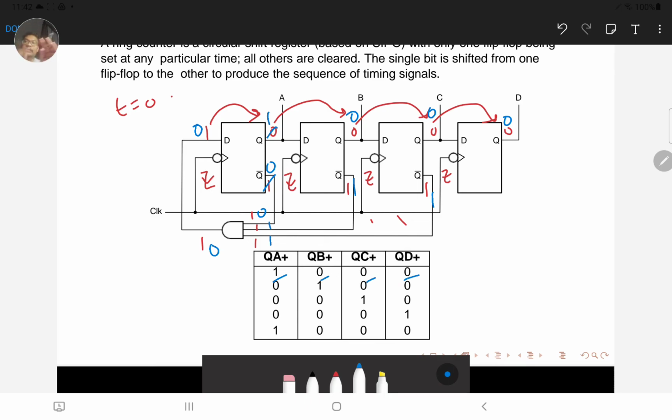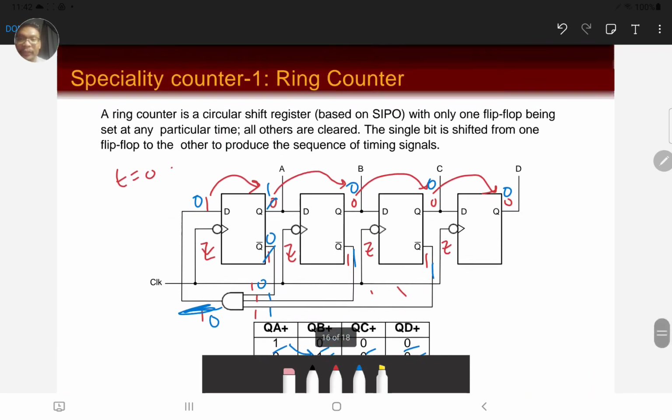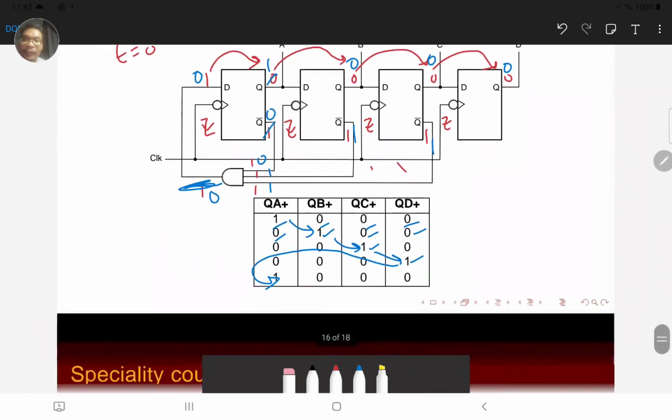The 1 is going to be transferred to the next register, so this one is going to go there because of the AND gate. Here is now 0, and then this one is going to be transferred there, and this one is going to be transferred there, and then it's going to start back again. Basically it's a circular shift whereby the 1 is shifting to the right one by one and then starts again. Okay, so this behavior is called the ring counter.